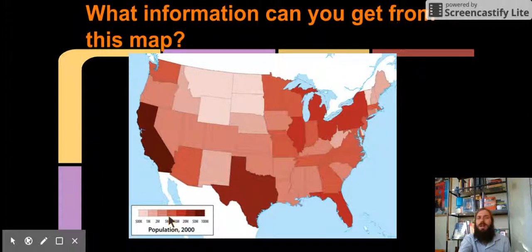What information can you get from this map? Well, this is the part where you should be asking, why am I learning this? What's the important point of all these types of map and information? How does this help me understand the world? Well, sometimes you can see where the biggest areas of jobs are when you see population maps, because you see where the most people live.